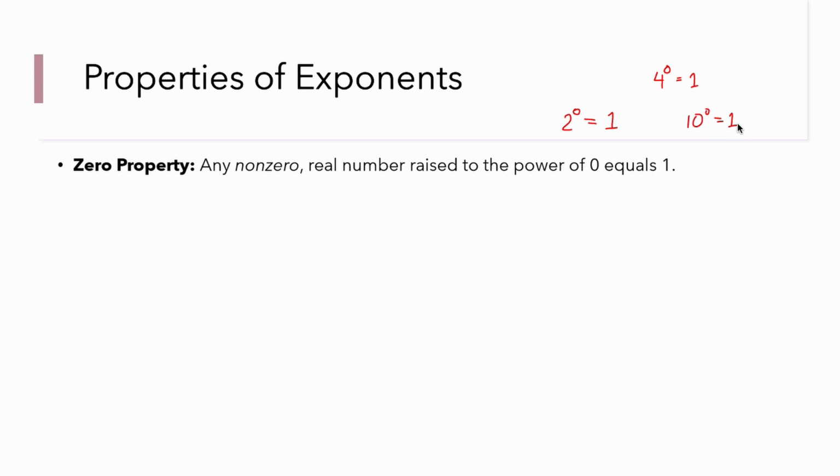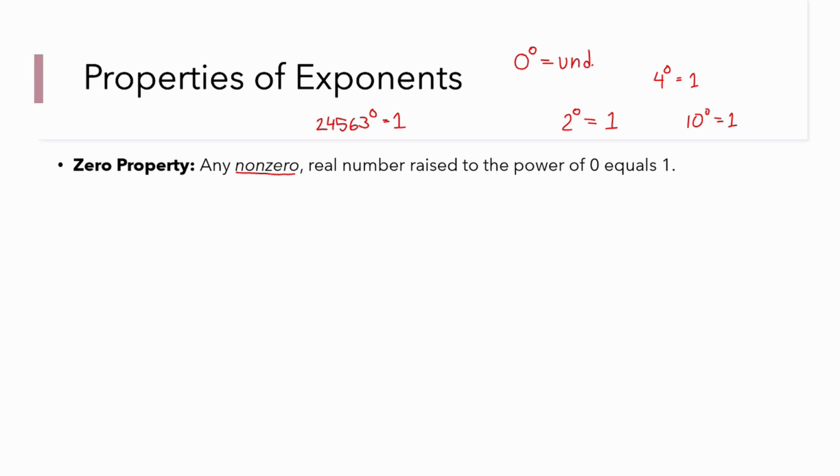I mean, you can even say that this number, whatever it is, to the power of 0 is equal to 1. No matter how big the number is, it will always equal 1 if it's raised to the power of 0. Now, the only exception of this is 0, because it says non-zero. So what is 0 to the power of 0? Well, 0 to the power of 0 is undefined.